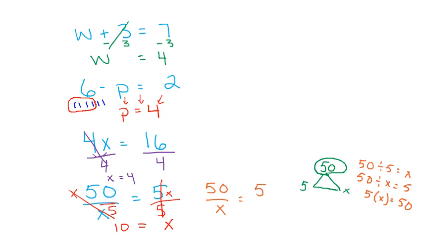So in this case, we could think about this top one. Well, 50 divided by 5 is 10. So that gives you your answer. So a couple different ways to think about it.